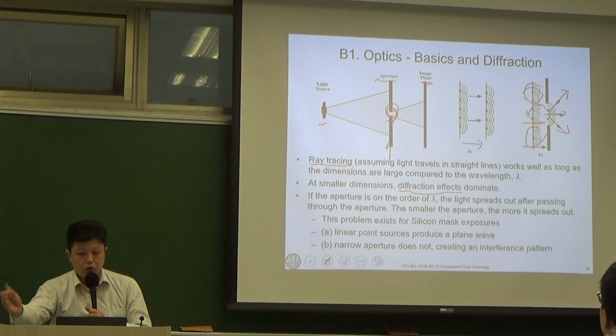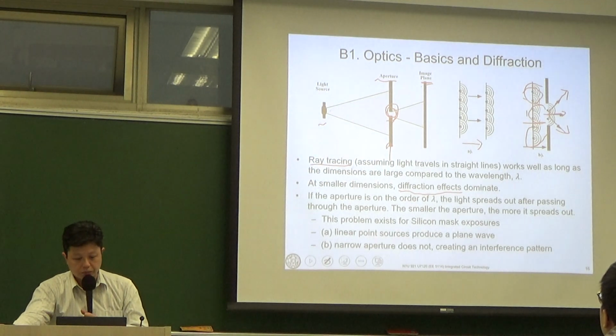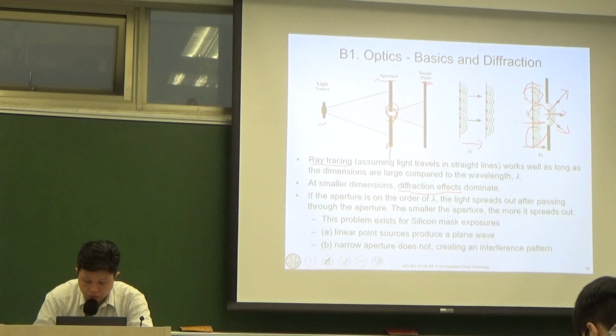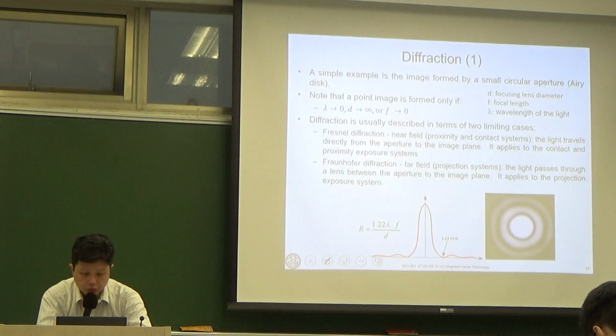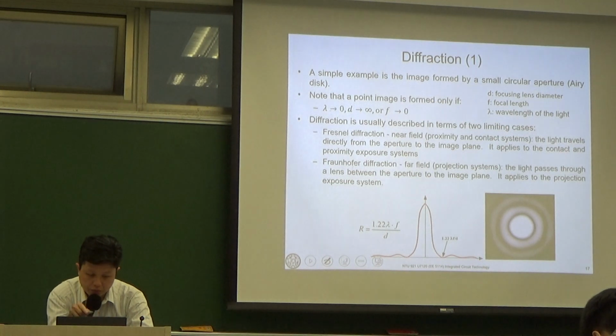And then when you reach this image plane, then you'll see some. I think in high school we already learned this in some experiment, right? So we introduce these diffractions. A very simple example is a small circular aperture. We call it the Airy disk.